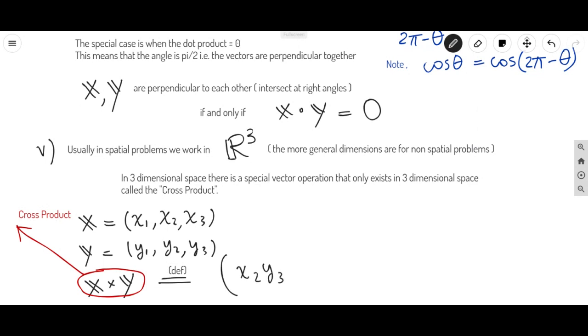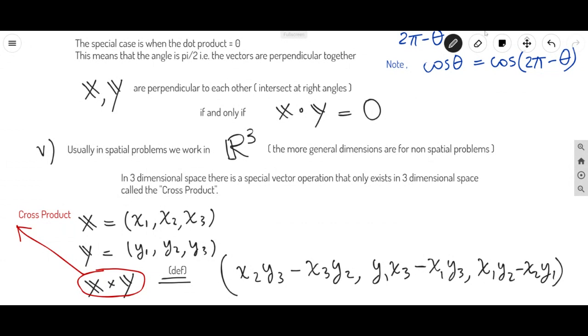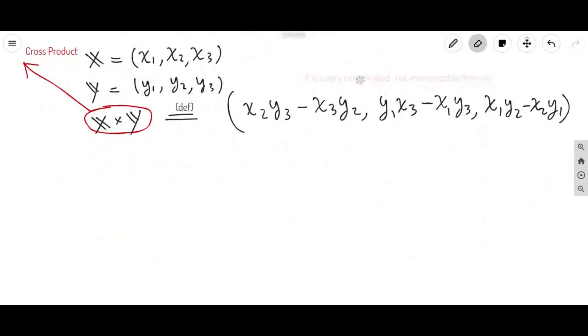It's x2 y3 minus x3 y2. Then it's y1 x3 minus x1 y3. And then it's x1 y2 minus x2 y1. Okay, that's what it is. It's a very complicated, not memorizable formula. You do not actually calculate it like this because this is impossible to memorize. You're not going to memorize this. The signs, everything is very confusing, but I'm going to show you a way you can calculate it.